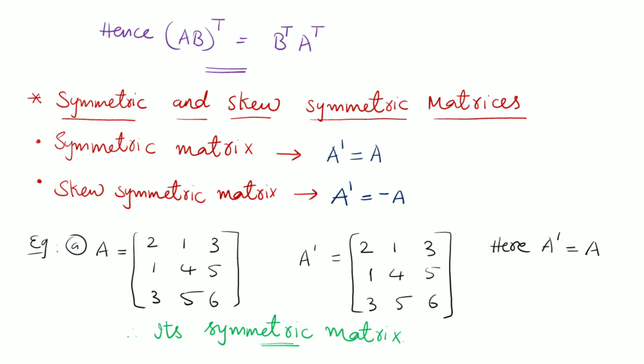Next topic is symmetric and skew symmetric matrices. This is one of the important topics in this chapter. So for a symmetric matrix, you have to remember the formula A transpose is equal to A, or A dash is equal to A. For a skew symmetric matrix, you have to remember the formula A dash is equal to minus A. So LHS and RHS matrix should be equal in both conditions.